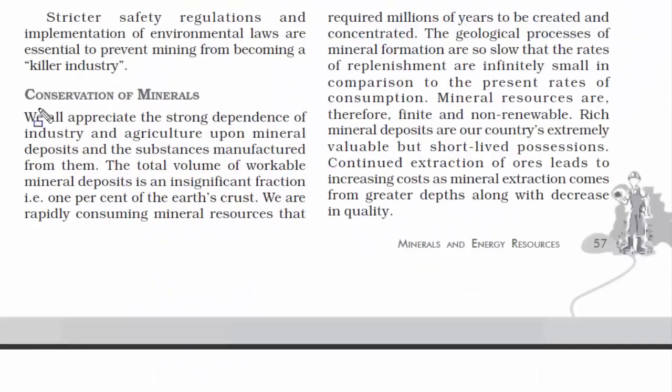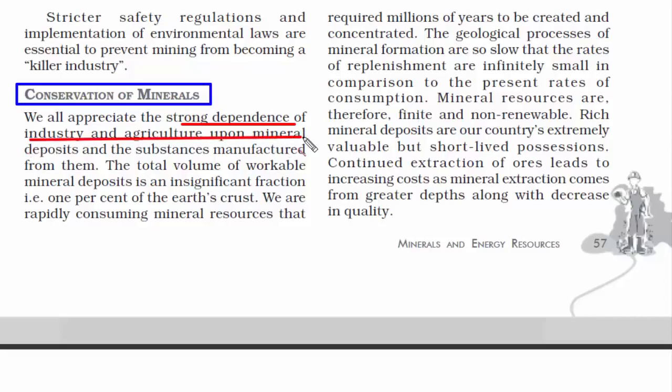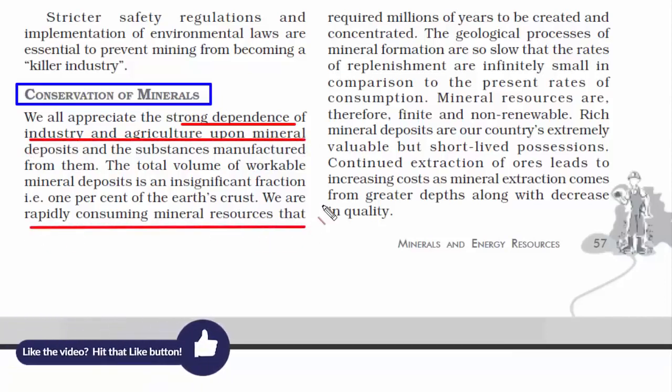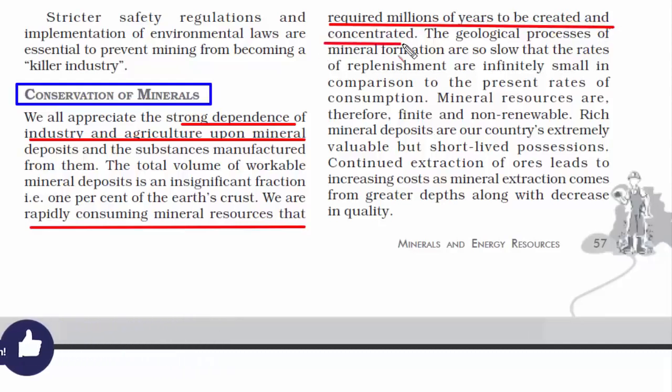And the next topic of this chapter is conservation of minerals. So far we had read how minerals are important in our day-to-day life, and minerals are also main inputs of many big industries. The fact that we are rapidly consuming mineral resources, the same resources which have taken millions of years to form, now that's not a good sign. That is what this entire topic of conservation of minerals is all about.